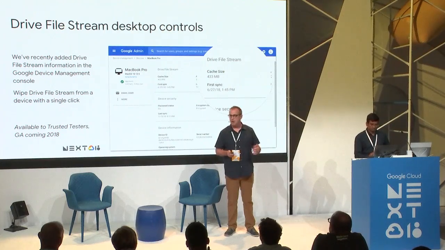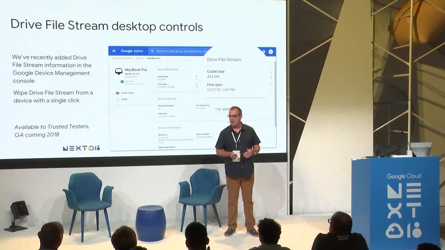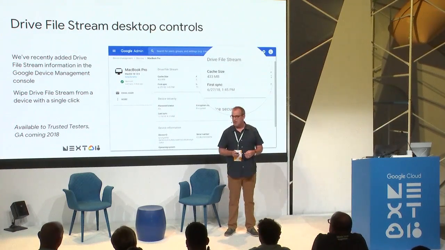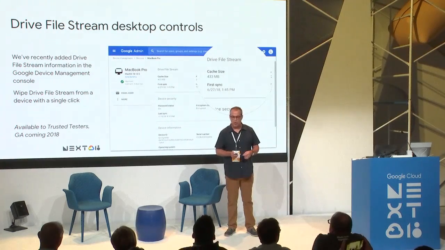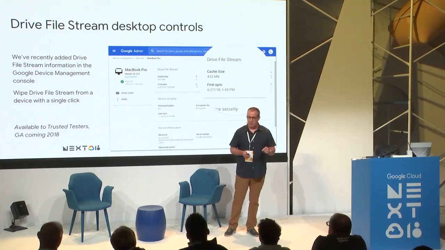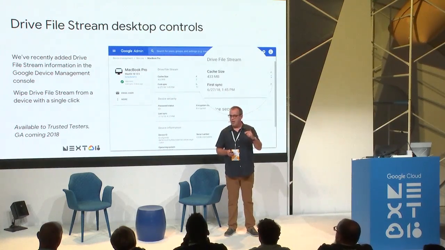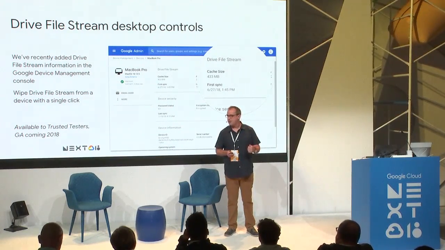Now, every administrator looks at that and says, that's great, but I've got to make sure that the device that's on is secure, and I know that it's accessing it, and I can take action on that device if something happens to it, it becomes lost or stolen. And so we've recently launched in Trusted Tester Drive File Stream controls, where we can make sure that before Drive File Stream is enabled on the device, that it has to be a corporate-owned device, and we can wipe that device if there's a problem.